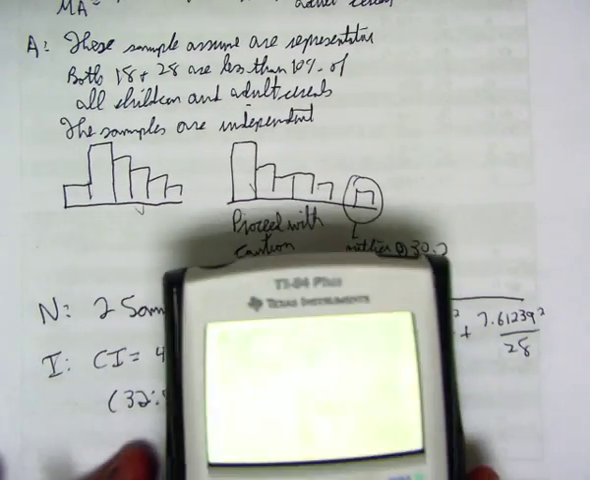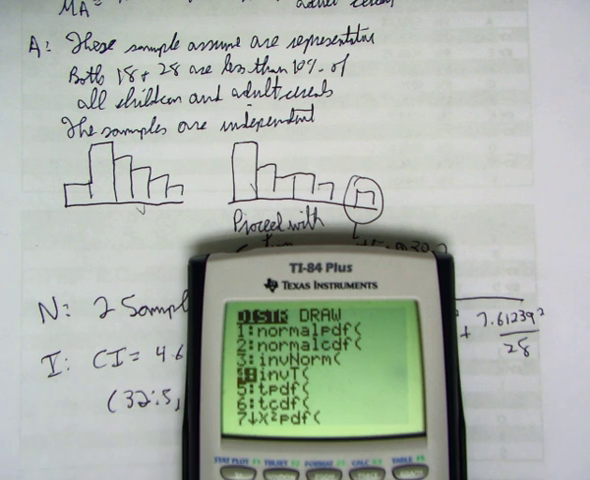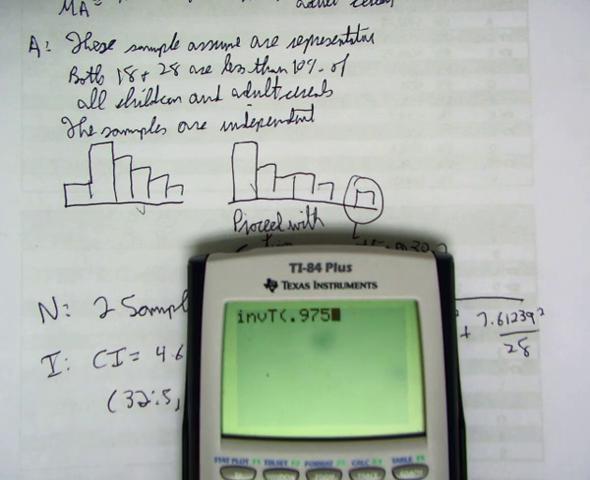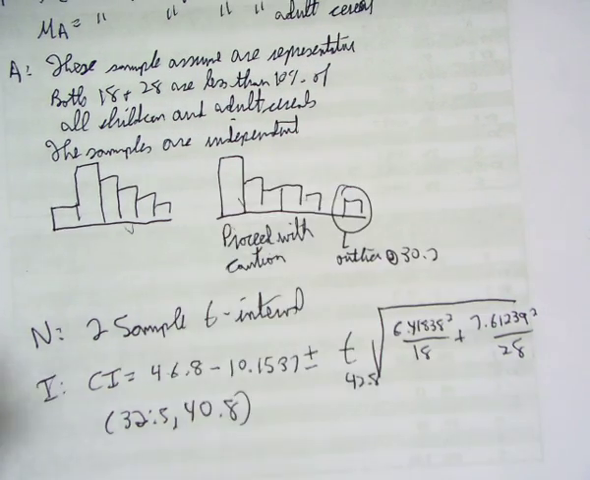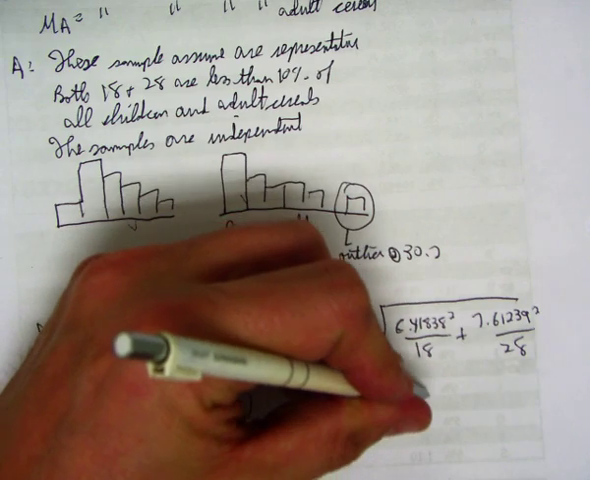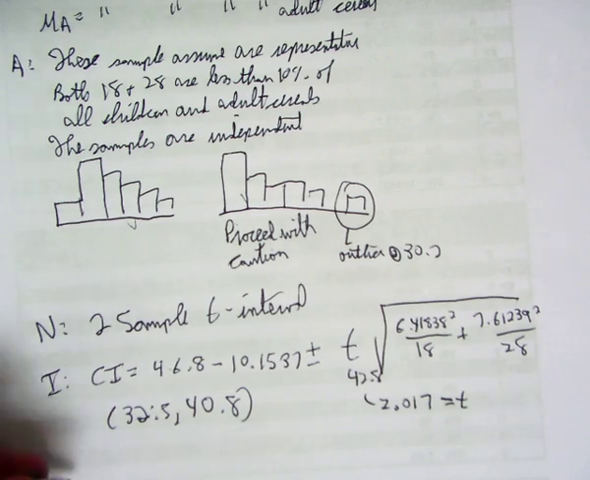So how do we get the T value? Well, it's a 95% confidence interval. If you shade the middle 95%, that means there's 2.5% in each tail. So it starts at the 0.025 percentile and ends at the 97.5 percentile. So I'm going to go into inverse T, 0.975 and 42.8 degrees of freedom. So my T value here is 2.017. I'm just going to put that down, equals T.